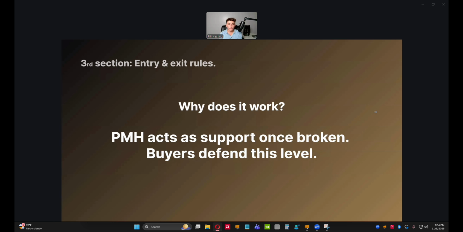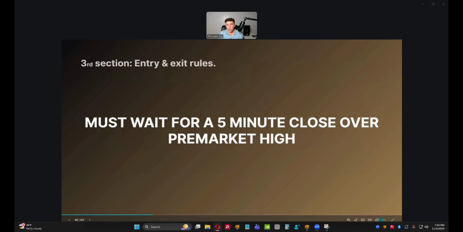Why does it work? Because the pre-market high acts as a support once broken. Buyers basically defend that level. But this is the rule. Make sure you have this marked down in your notebook. You must wait for a 5-minute close over the pre-market high or a 5-minute close under the pre-market low. You have to. This is the confirmation.